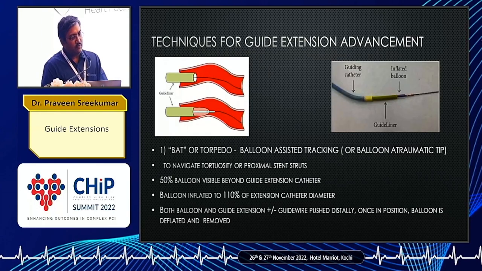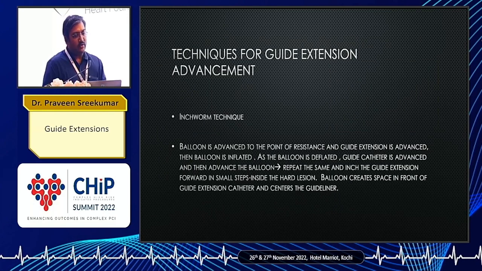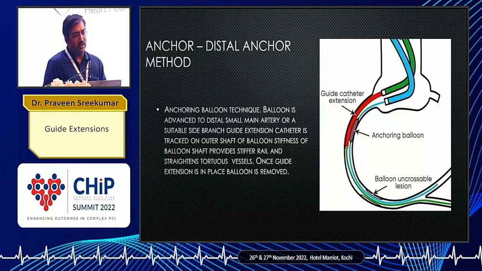There are certain techniques to advance the guide catheter extension. One is balloon-assisted tracking, which is commonly used, where you push a balloon partly outside the guide catheter extension and then push the whole system slowly. This is slightly more traumatic, but the balloon is the one which is traumatic. Otherwise, you can use the inchworm technique, where you inflate the balloon, then deflate the balloon, push the guide extension, give constant pressure on the guide extension, and slowly repeat the same cycle to advance the guide catheter extension.